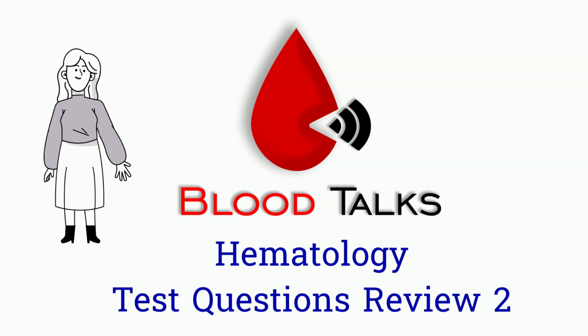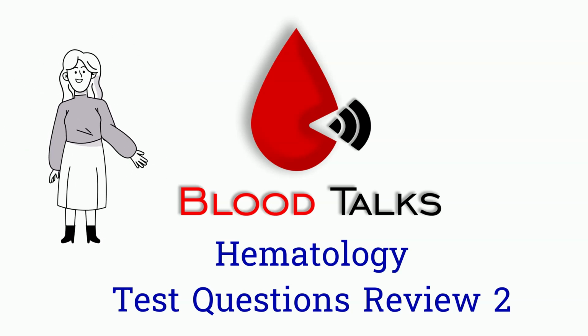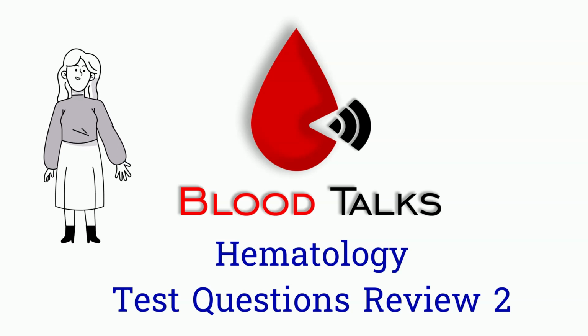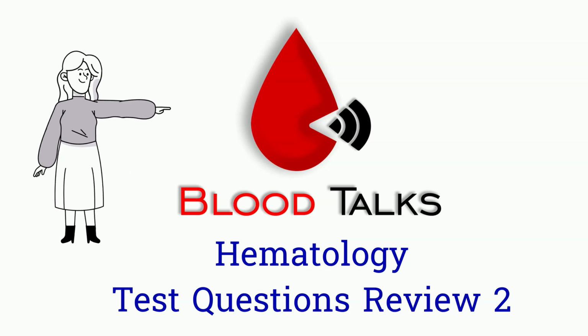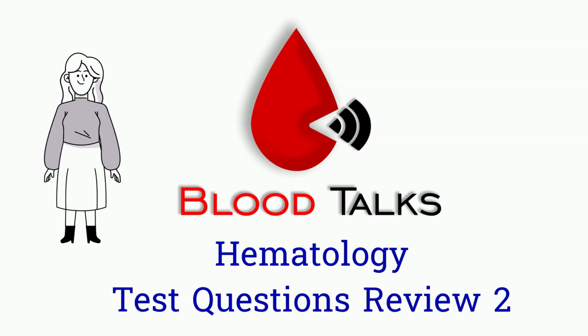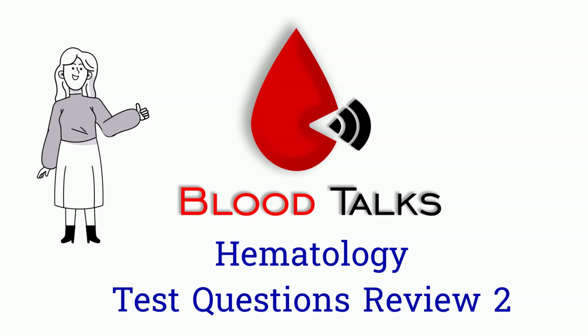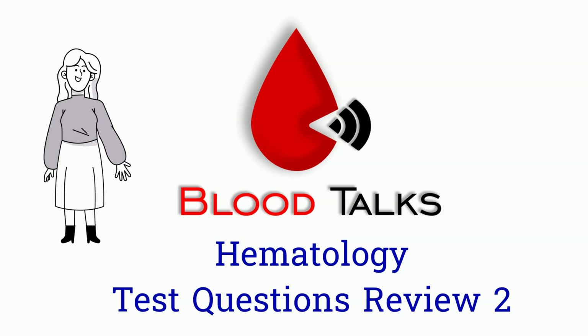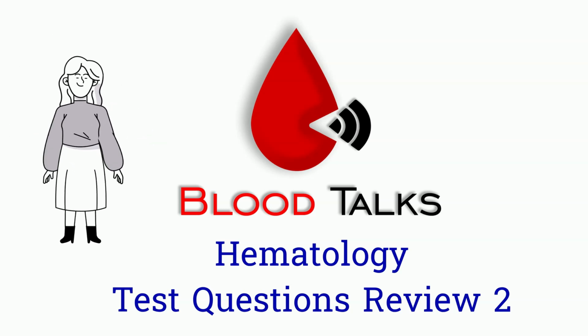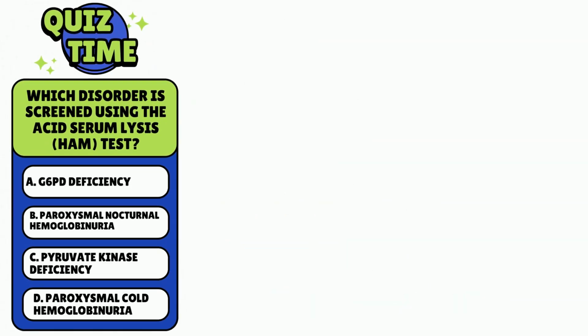In this video, we are diving in depth into some critical blood disorders and diagnostic tests that every healthcare professional should be familiar with. We will go over key questions related to hematology tests, red blood cell aplasia, serum ferritin, and iron stores, and break down the answers with detailed explanations. By the end, you will have a clear understanding of these topics and their clinical significance. Let's get started. Which disorder is screened using the acid serum lysis test?